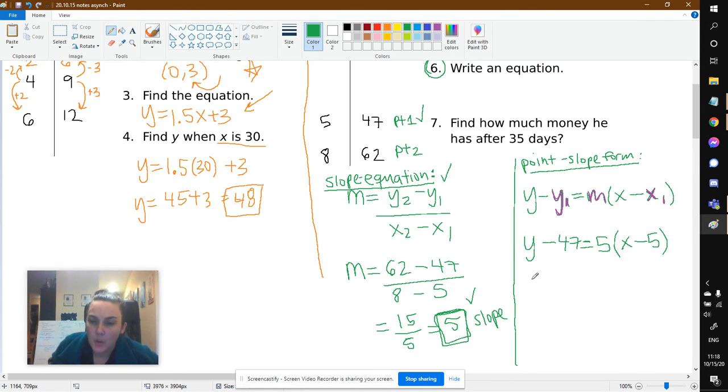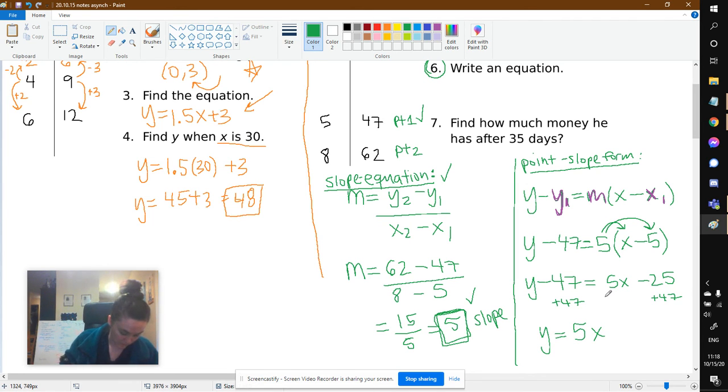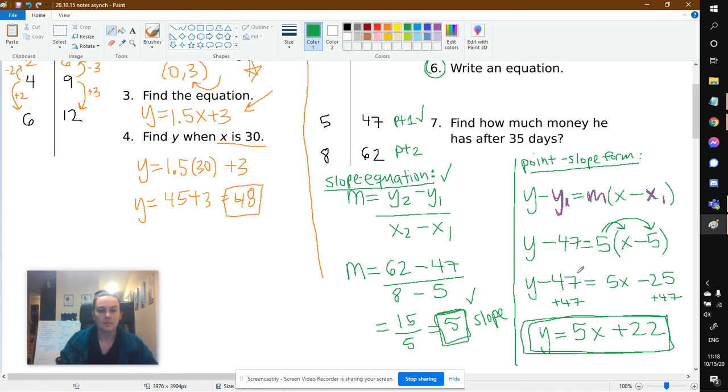And now we're just going to simplify by solving everything for y. We're going to distribute the 5, which is 5x minus 25. I'm going to add 47 to both sides, plus 47. 5x, negative 25 plus 47 is 22, plus 22. And here's my equation. Fantastic. y equals 5x plus 22.